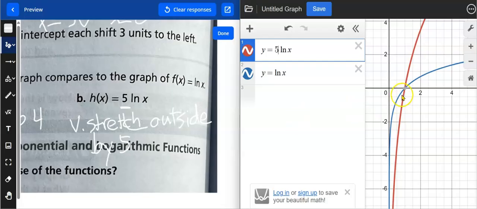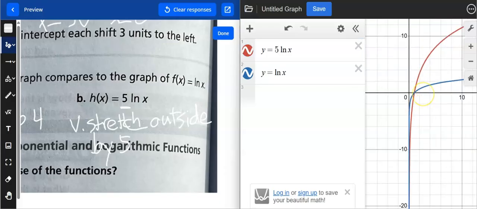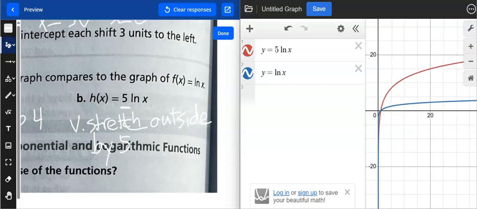Everything else got stretched. These points got stretched down. These points got stretched up. Now, is it basically the same shape, but just a little distorted? Yeah, it is. It's got the same domain and range.